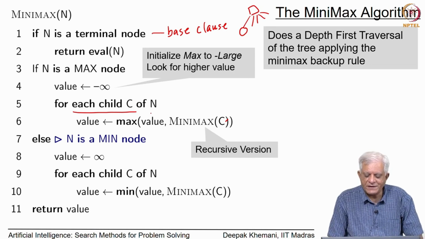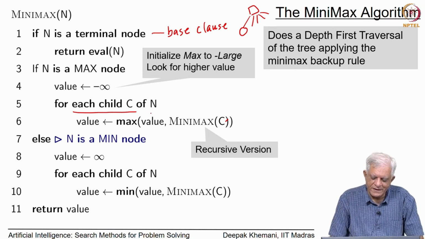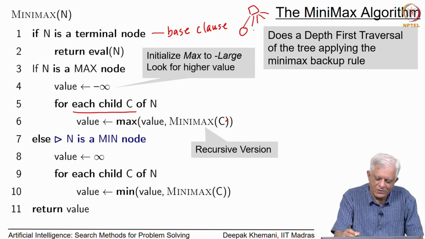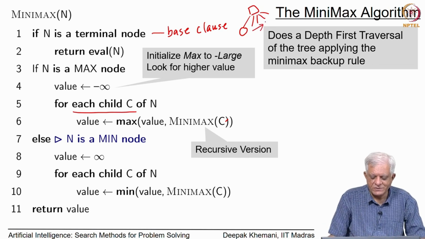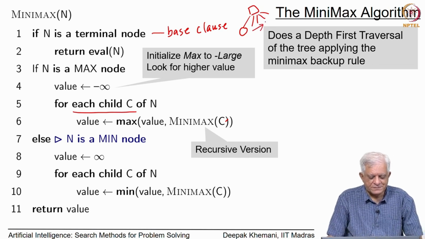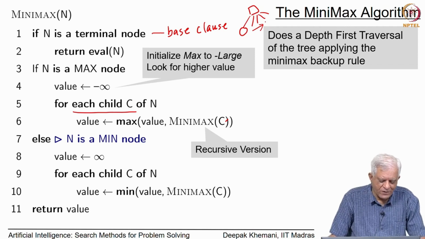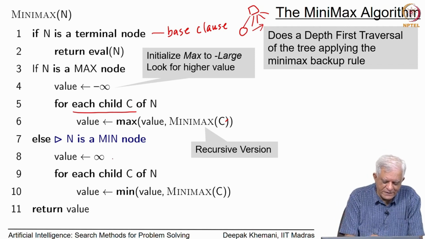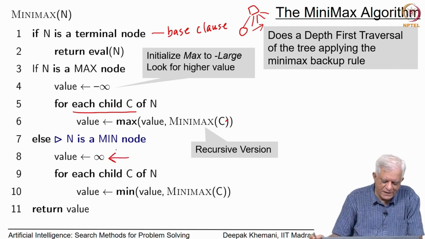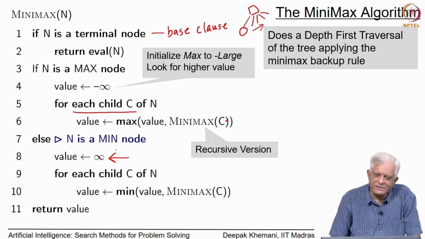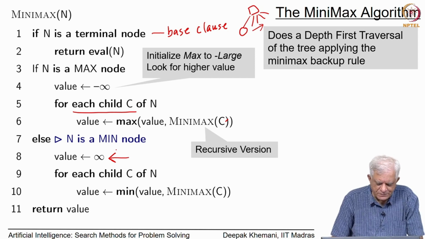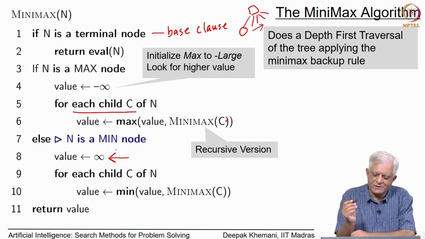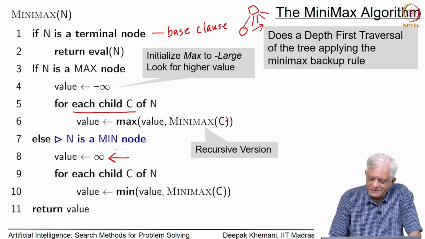So, the moment the first child gives a value, that becomes the value of the max, and as it proceeds looking at other children, it will possibly update its values to higher values essentially. If the recursive call was made at a min node, we initialize it to plus large or infinity, and then we look for lower values from there onwards, because min is always looking for the lowest possible value from all its children essentially.